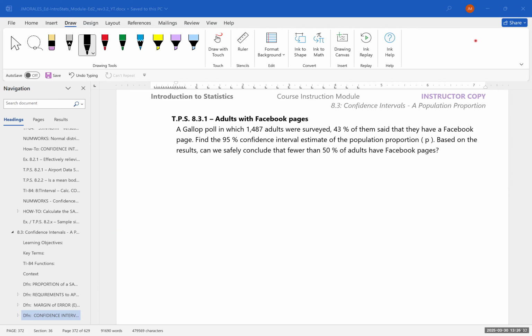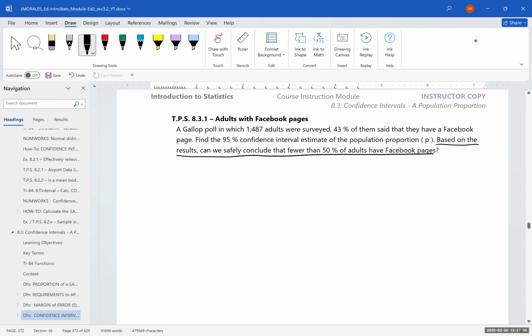Okay, so a Gallup poll in which 1,487 adults were surveyed, 43% of them said that they have a Facebook page. Find the 95% confidence interval estimate of the population proportion. Based on the results, can we safely conclude that fewer than 50% of adults have Facebook pages? All right, so ultimately, this is going to be the question that we're going to try and answer, but we can't answer that until we get our confidence interval.